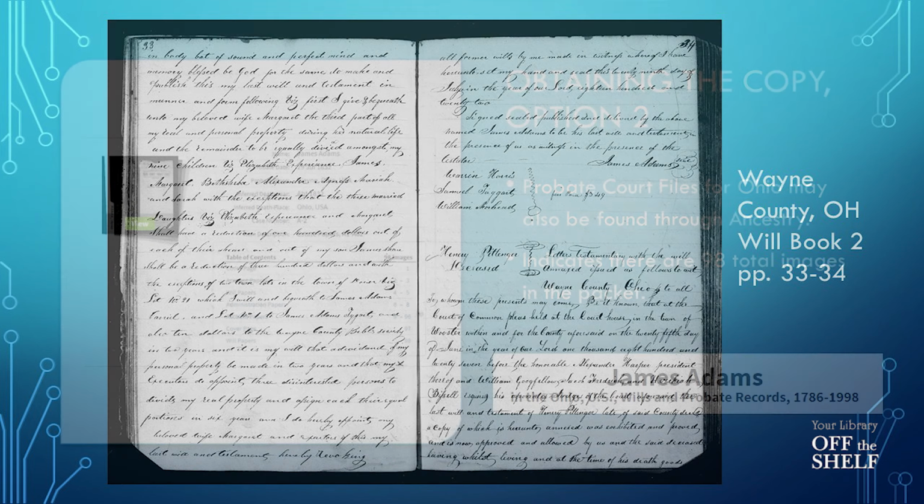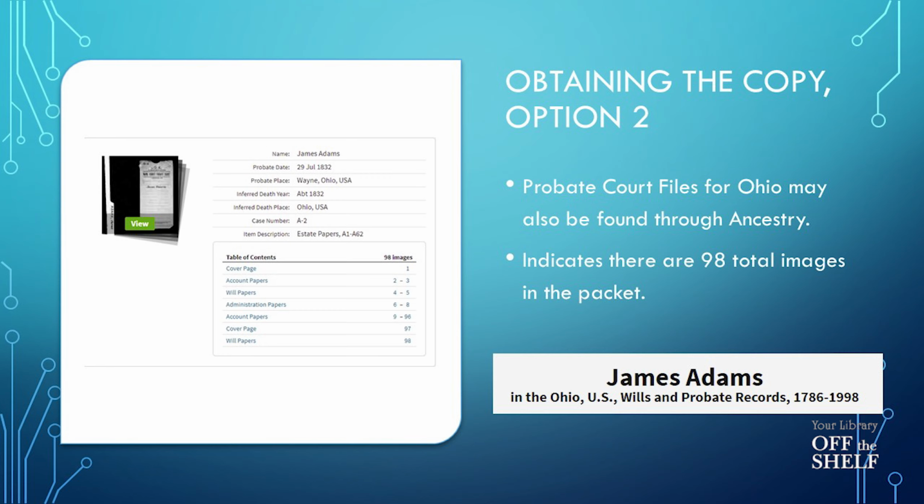The other option, like I mentioned, if you have a subscription to Ancestry.com, or if you're using the library edition right now, wow, you can access that from home with your library card. You can actually do a search underneath on Ancestry in the Ohio, U.S. Wills and Probate Records from 1786 to 1998. In this one, you will see that you do find James Adams. Now, this is giving the probate date of 1832, which you'll notice is a little bit different from what we had. Remember, we had said that we had an approximate death date for him in 1826.